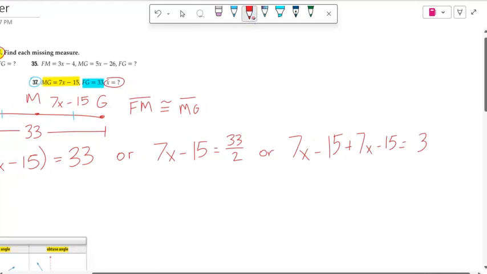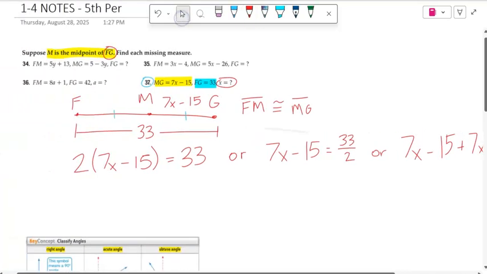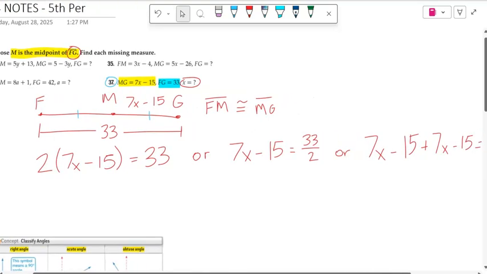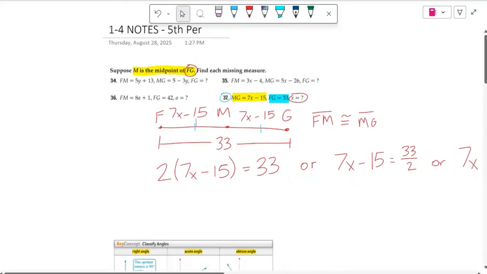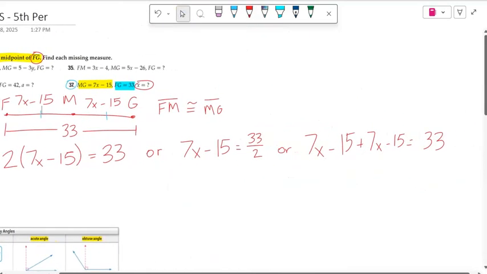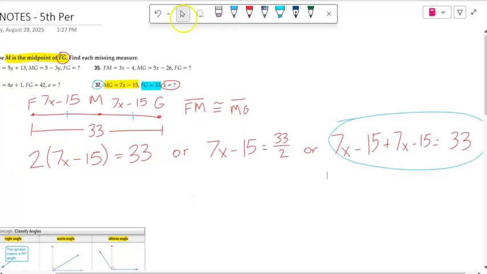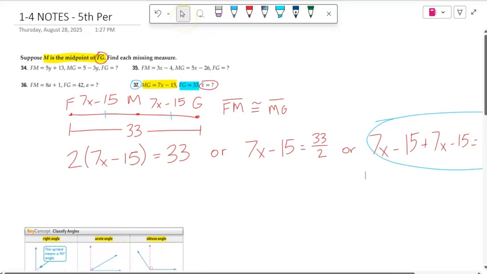Okay, what are we missing on our drawing here? What portion of the segment are we missing? What's blank? FM. But if we've got these congruent markings, what do we know about FM? It's equal to 7x minus 15. There we go. So we can go ahead and fill that in. They're congruent, so FM should also be 7x minus 15. So that's where, earlier this morning, we got this from. 7x minus 15 plus 7x minus 15 equals 33. But again, like Michael said, it's the same as just multiplying that times 2.